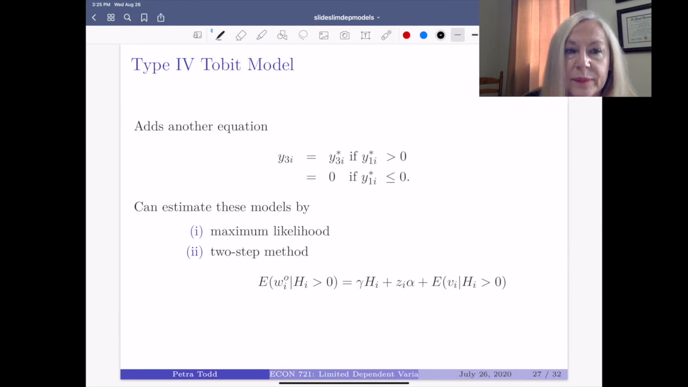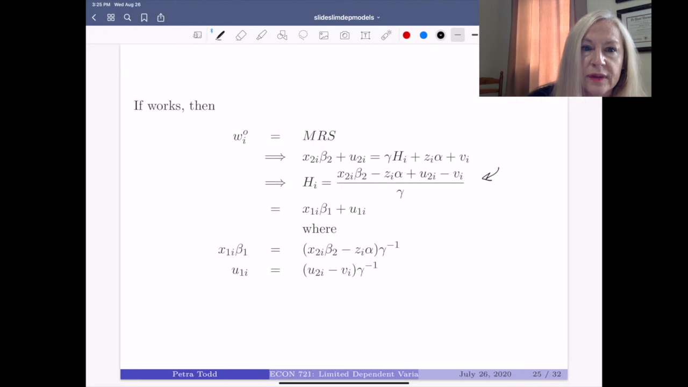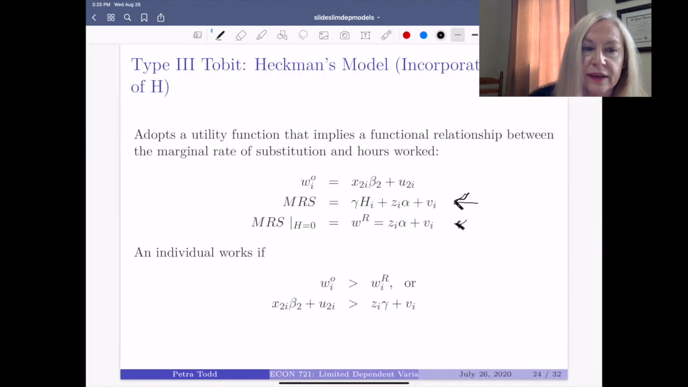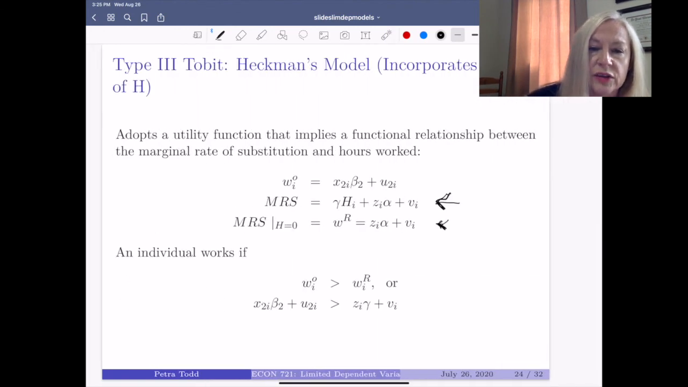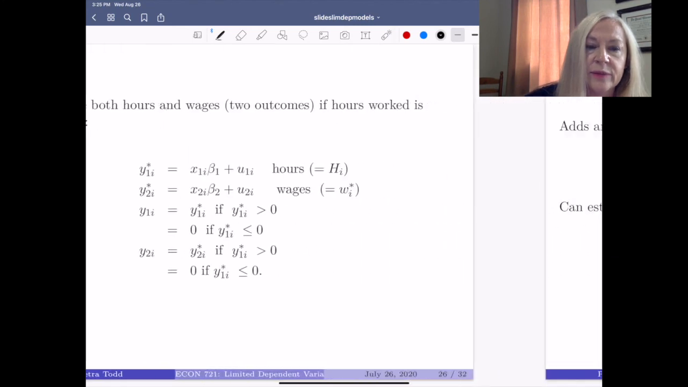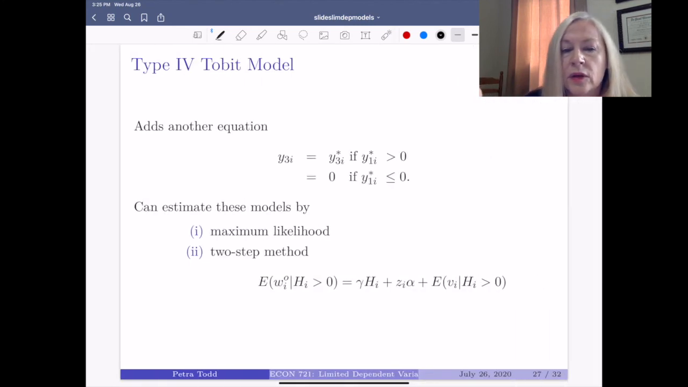So the type 4 Tobit model, well, let's see, this is the type 3 Tobit model that also incorporates choice of H. Now let's look at the type 4 Tobit model. And these different Tobit models, you can write down Tobit models that don't fit within any of these types. I think they were motivated by early applications, some papers that applied these sorts of models.